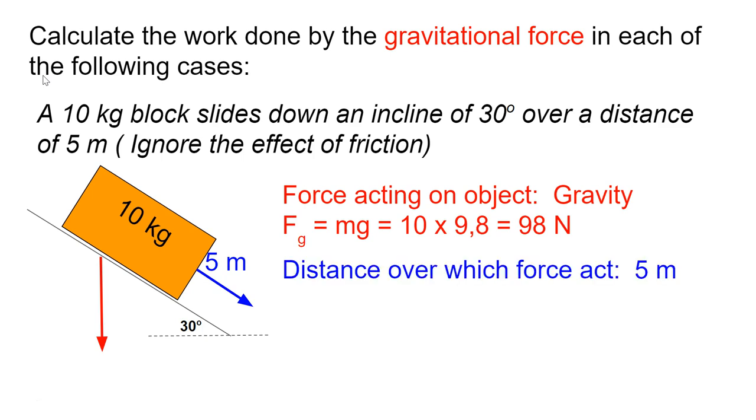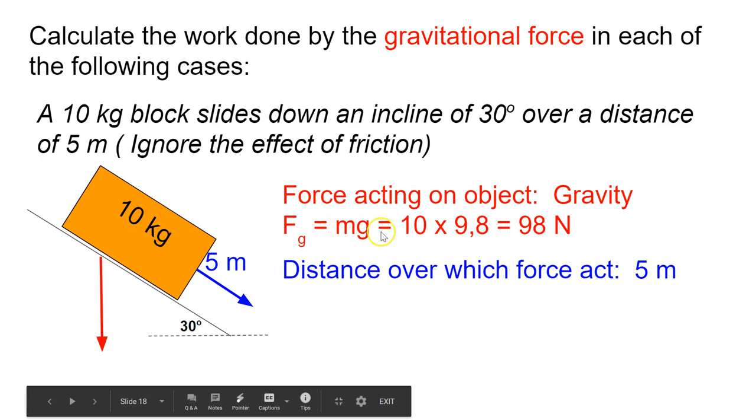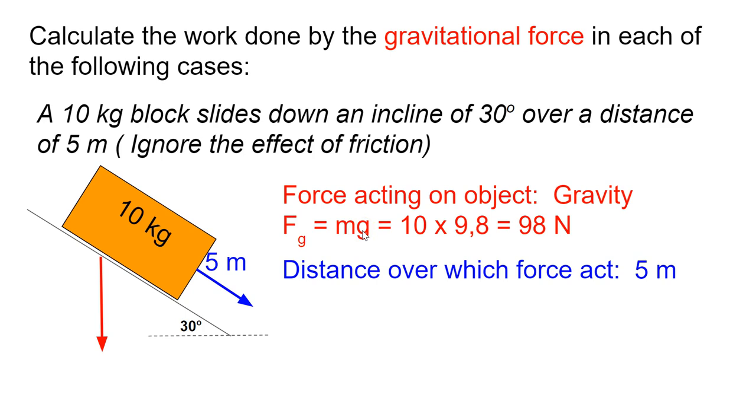And what do we know? The distance over which this block is moving is 5 meters. The size of the force that is going down is mass times gravitational acceleration, which is 10 times 9.8 or 98 Newton. And now all we still need is just the angle between the direction that this block is moving and the force that is going down. So let's quickly see if we are able to calculate that angle.